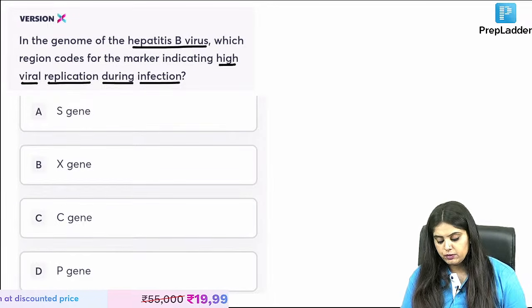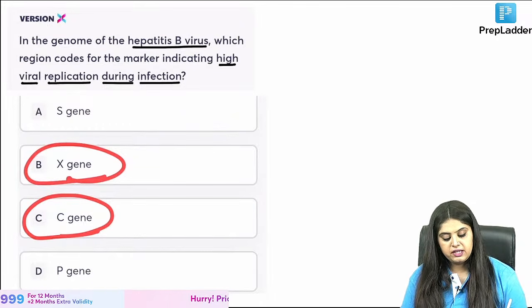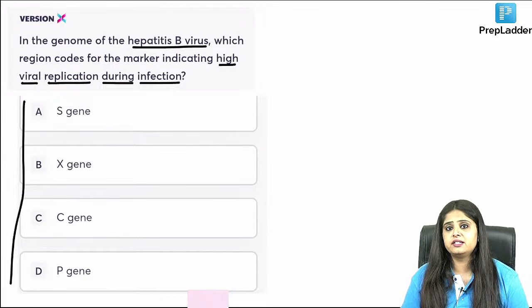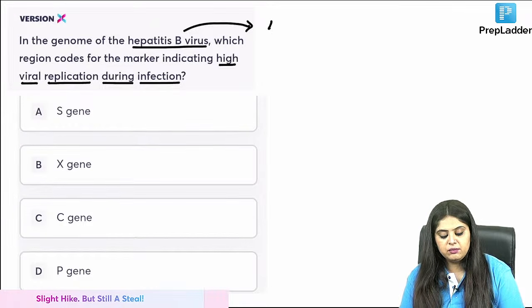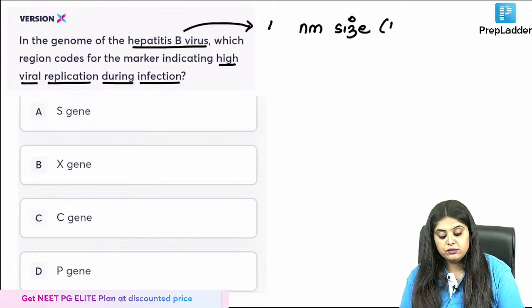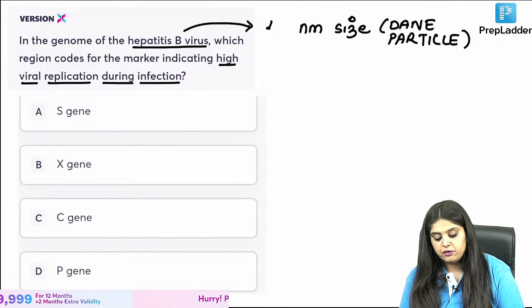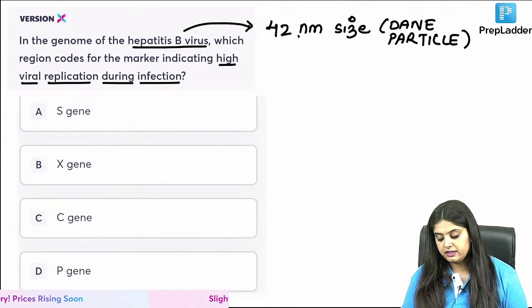Yes, guys, most of you are saying C. C meaning what? Option C, C gene. Some of you are saying X. So now let me just tell you, these are all the 4 genes that hepatitis B has. Firstly, hepatitis B virus is what nanometer size? This is a size that they ask you, and it is also referred to as the Dane particle, which I will tell you. The size of it is going to be 42 nanometers.